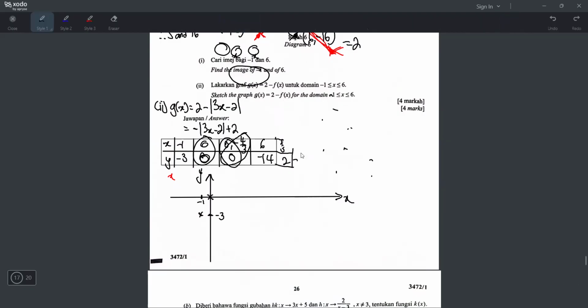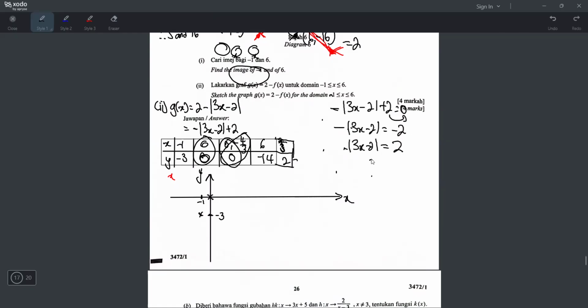Okay, but this last one is correct. This one 2 over 3, this one is correct. Okay, let's do again. When you ganti y with 0, it becomes negative modulus 3x minus 2 plus 2 equals 0. So it becomes modulus 3x minus 2 negative. 2 move there become -2. And then negative move there become positive.